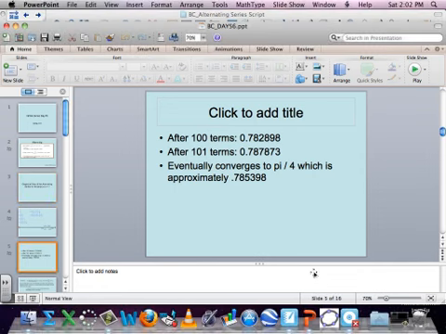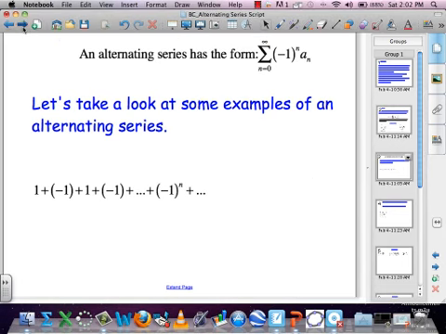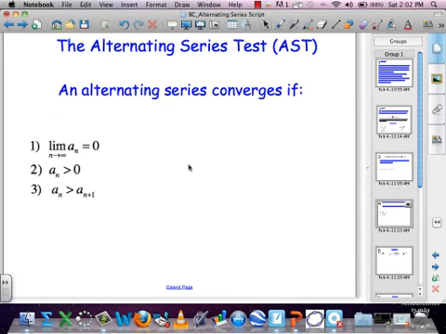Seeing that, there are three things that we need to show to have an alternating series converge. This is called the alternating series test. Number one, the limit of the nth term has to be 0. That has to be true for any series to converge. That's the nth term test, so that's kind of a given.